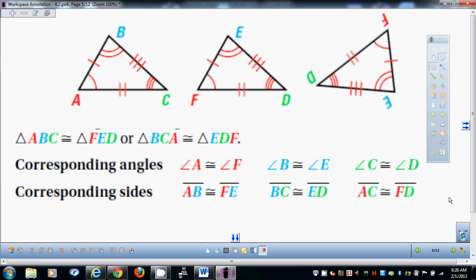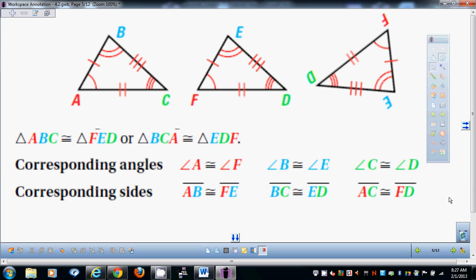Now you could write this any number of ways. You could do A, B, C, F, E, D. You could do B, C, A, E, B, F. You could do C, D, A, D, E, F, etc. As long as the pieces are corresponding in the order that you do it. Questions on that?